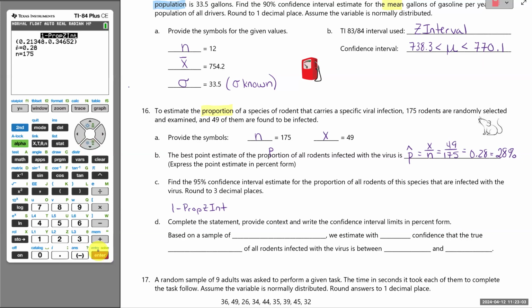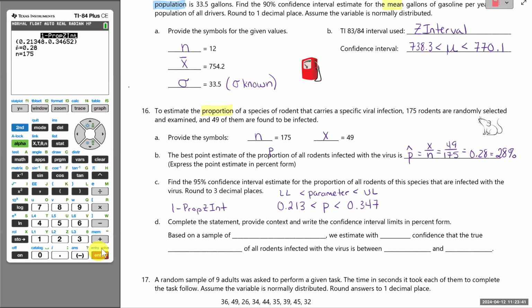All right, so my lower limit, rounded to 3 decimal places, is 0.213. And then less than sign. And then P is the population proportion we're estimating, less than sign, and then upper limit would be 0.347. Okay, so I'm continuing to write the intervals in the form lower limit and then the parameter. So choosing the correct symbol for the parameter and then the upper limit.